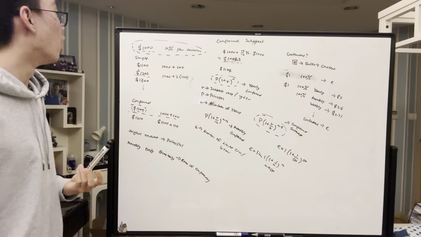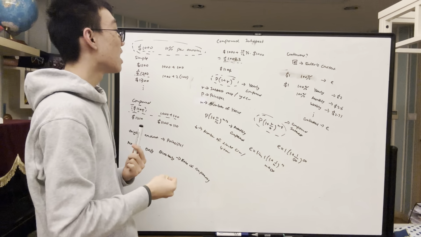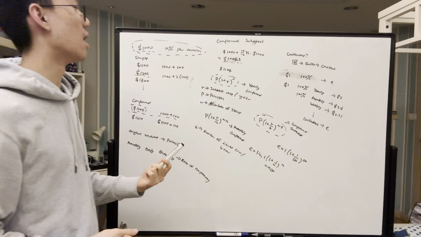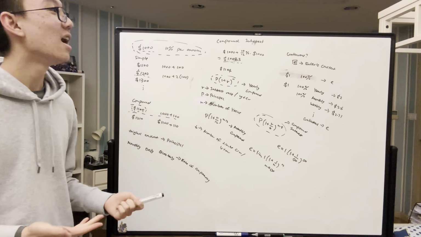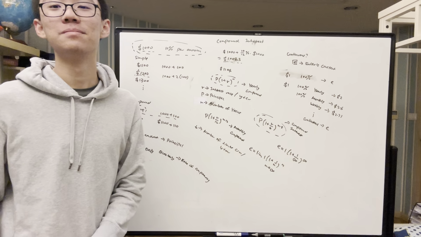All right, so in this video, we talked about compound interest. We talked about the formula for compound interest and where it was derived. And we also talked about Euler's constant.